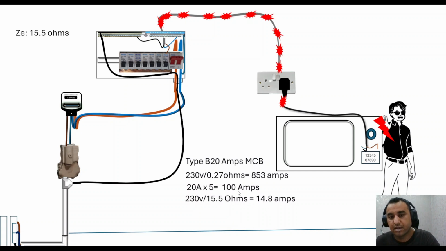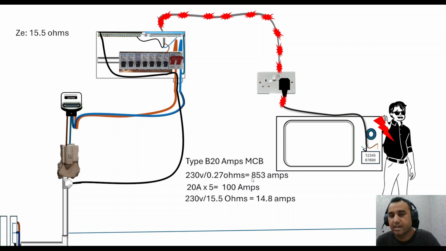Because for this circuit to trip within 0.4 seconds, you need around 100 amps, but we only got 14 amps, which isn't even equal to 20 amps, which is this MCB rating. So this is where we're going to have an issue.